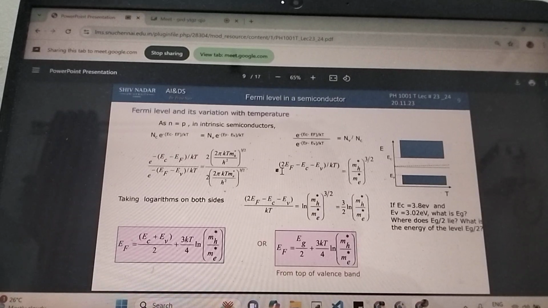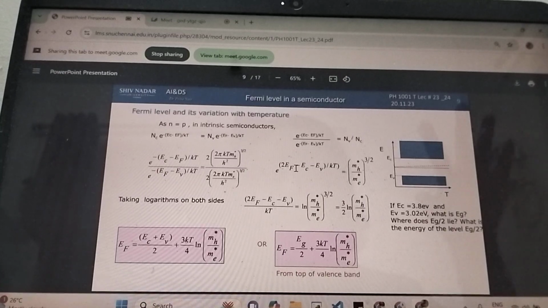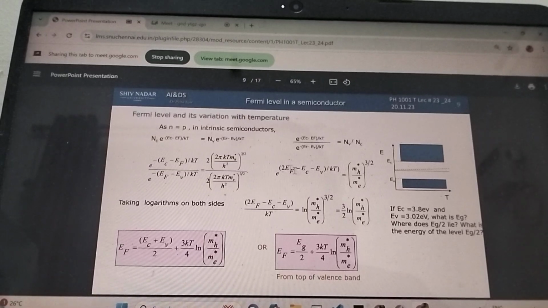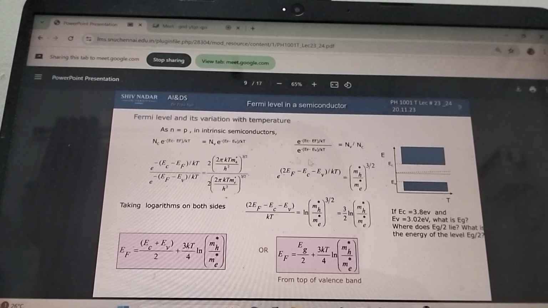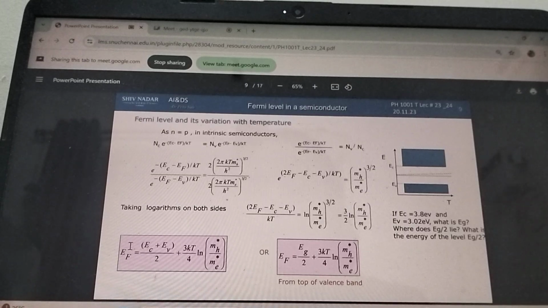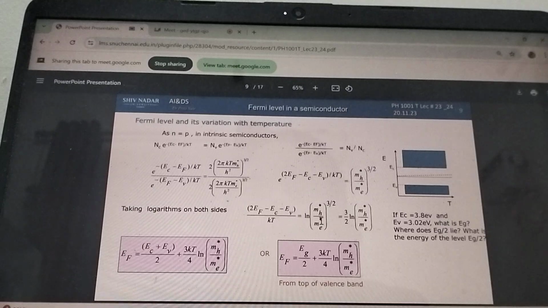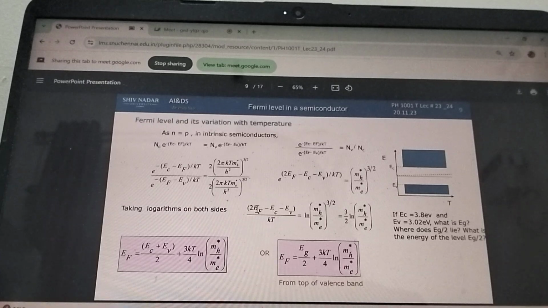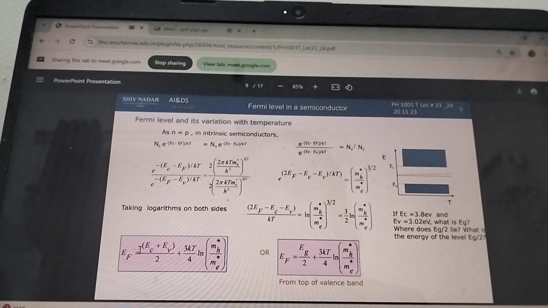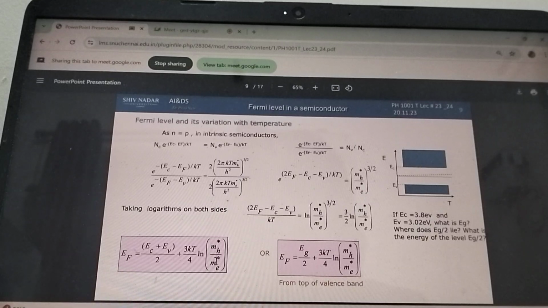Now, because we have an e to the power here, first, what is our objective in doing all this? We are trying to create a formal expression for EF. So in order to remove the e, we take logarithm on both sides. So you get this expression. So finally, (2EF minus EC minus EV) upon kT equals 3 by 2 ln (mh star by me star). Now you keep EF alone on one side and send everything else to the RHS. This is the final expression you get: EF is (EC plus EV) by 2 plus 3kT by 4 ln (mh star upon me star).